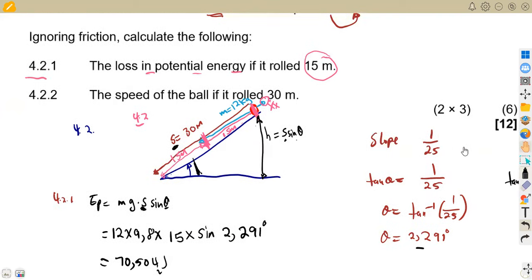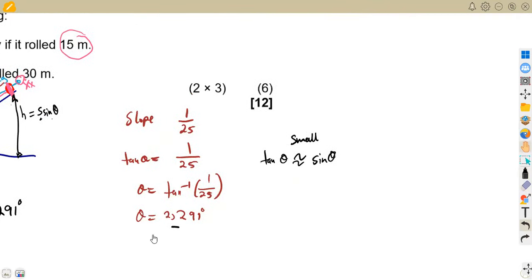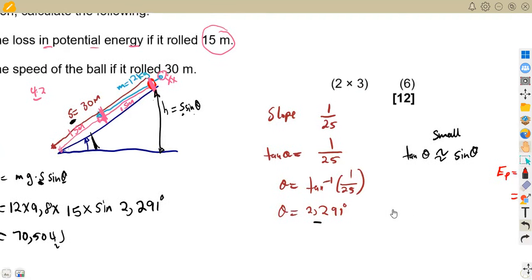But if we are to consider this way, that at a condition that theta is small, then tan of theta is approximating to the sine of theta. It means that we are going to have our formula as the same part that we gave, that is going to be mg times s sine of theta. So meaning to say, we are going to have the mass as it is, the 12 that we had before, that was 12 times 9,8 times the distance, which is the distance of 15 meters. Remember, it rolled for 15 meters. So we are going to have this.